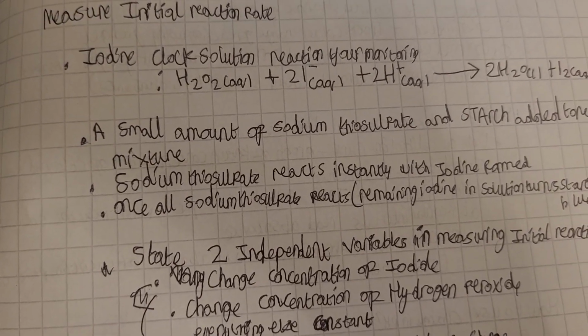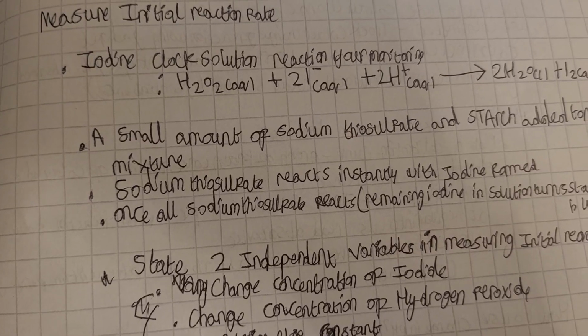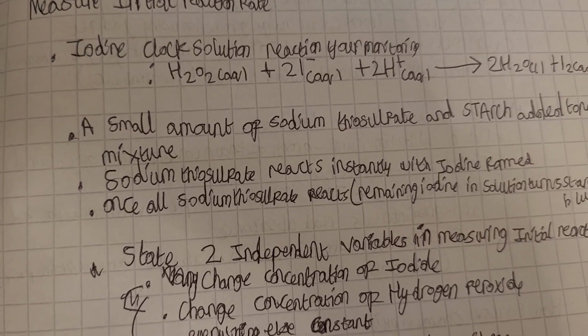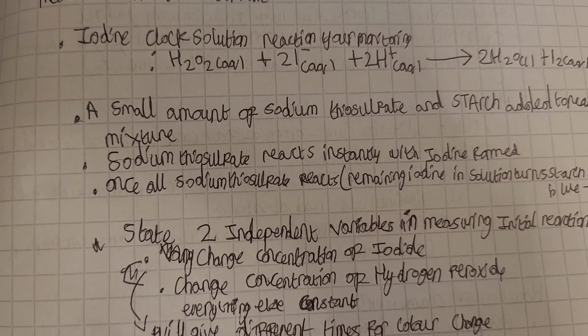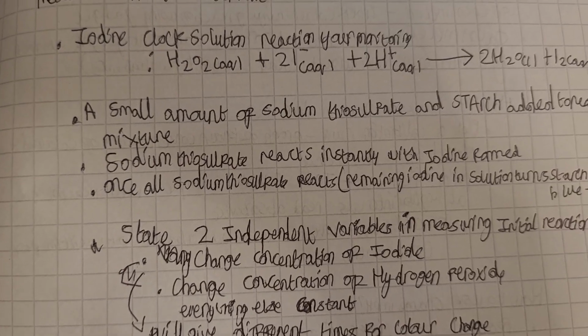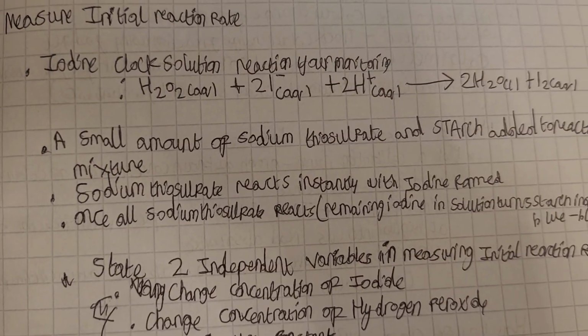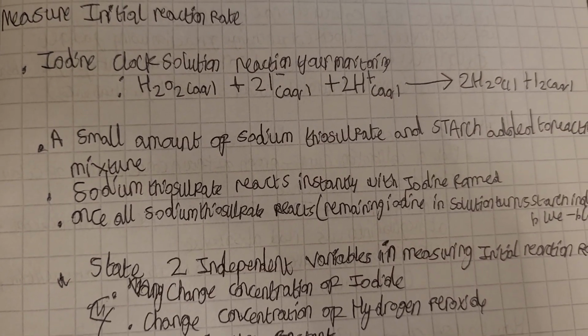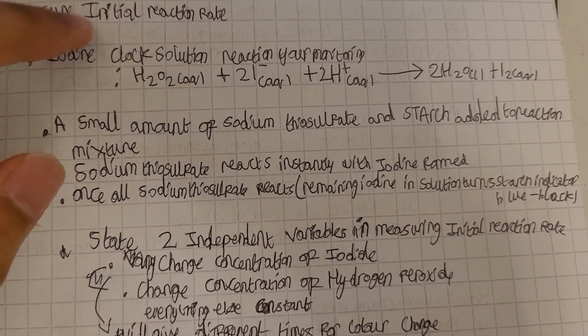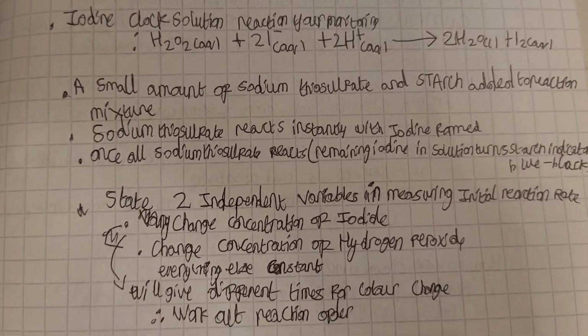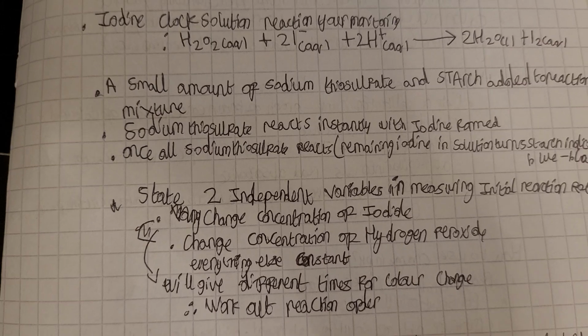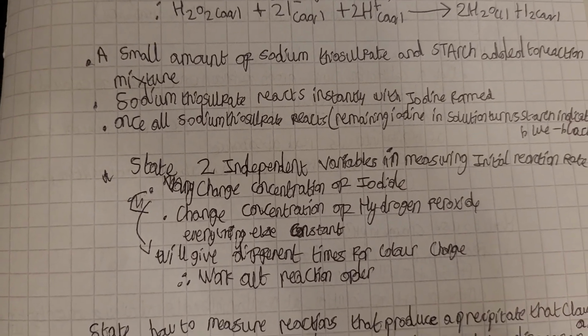So the iodine clock solution reaction you're monitoring: H2O2 (aq) + 2I⁻ (aq) + 2H⁺ (aq) → 2H2O (l) + I2 (aq). And basically what happens is, a small amount of sodium thiosulfate and starch is added to the reaction mixture.